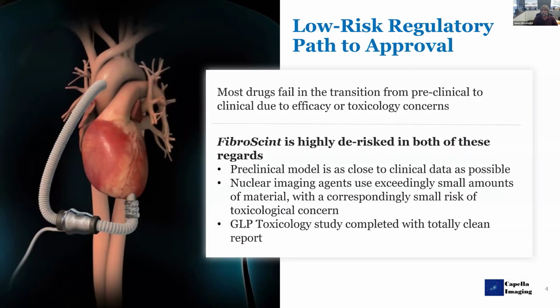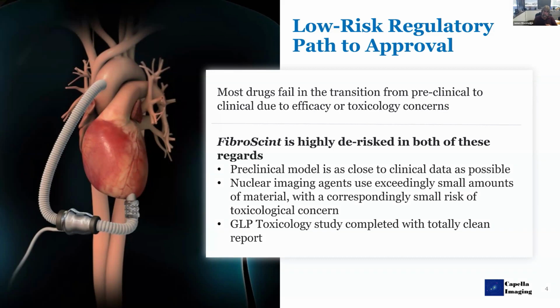So we have a low risk path to approval. Things I want to stress here is that most drugs fail in the transition from preclinical to clinical due to either efficacy or toxicology. Efficacy, it's the classic statement, we've cured cancer in mice many times over. It's not always effective to translate from an animal model to humans.